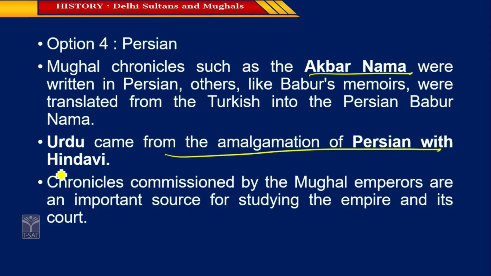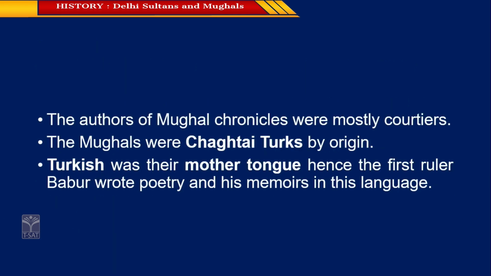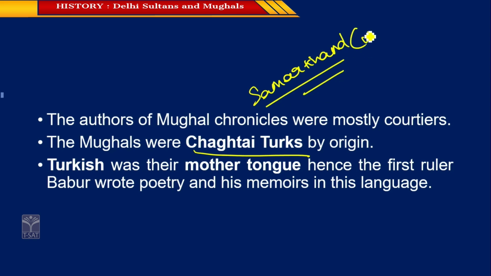Urdu came from the amalgamation of Persian with Hindavi. Hindavi was the Hindi that people used to speak in India in those days. The chronicles commissioned by Mughal emperors are a very important source for studying the Mughal empire, Mughal courts and Mughal traditions. The Mughals were originally Chagatai Turks from the Samarkand region of Uzbekistan. Turkish was their mother tongue. That's the reason the first king Babar wrote in Turki, but all others followed Persian, which was the prevalent language in those days.